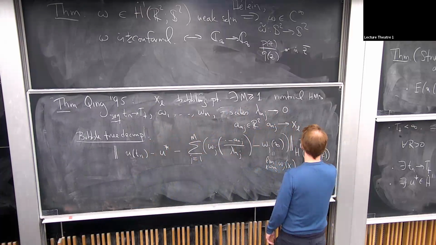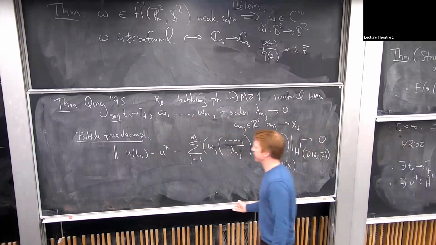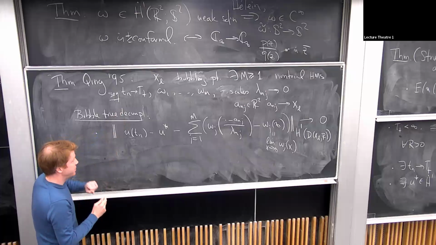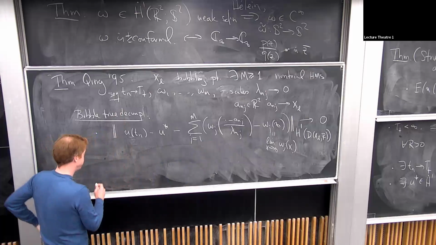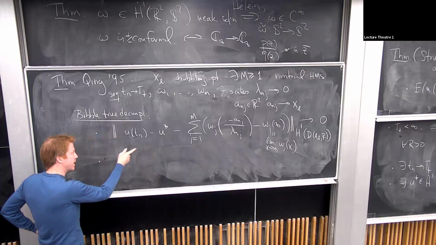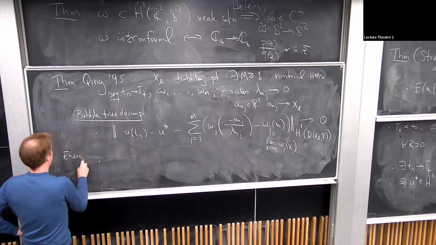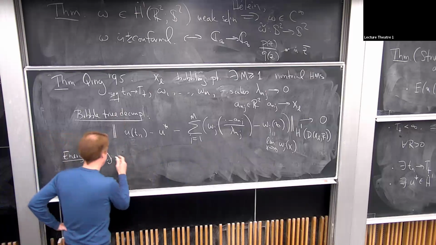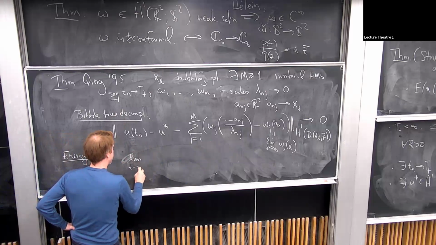So for every small disk about XL, this is the Qing bubble decomposition. So you don't just see one bubble, but you see possibly many bubbles. And what this decomposition immediately implies is the energy identity, which seems to be an important result in the geometric analysis community. So, limit as t goes to T plus.